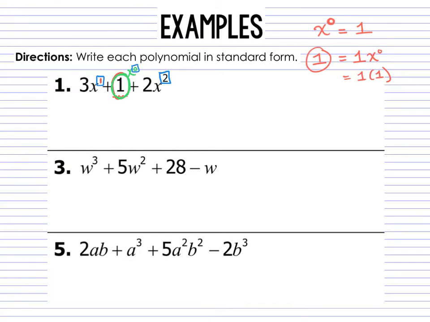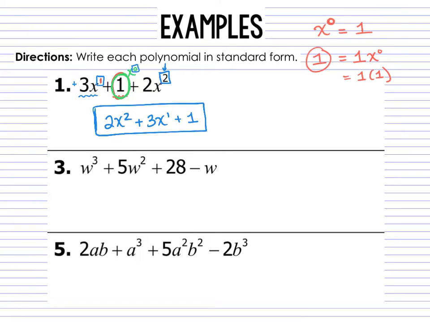So to rewrite these in standard form, I'm going to start with the biggest exponent, 2x squared. Then I'm going to add the one that comes next, which is that x to the first power. It's positive because there's no negative out in front, so this is plus 3x to the first power, plus the only term that's left is 1. So this is number 1 written in standard form.